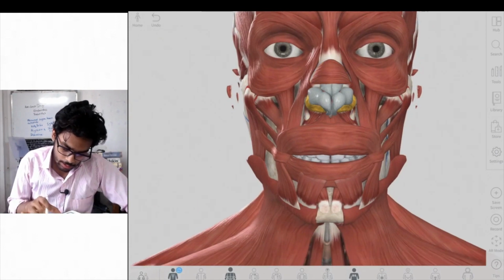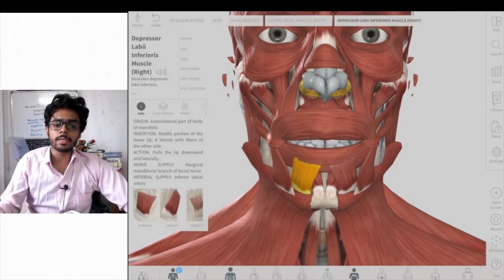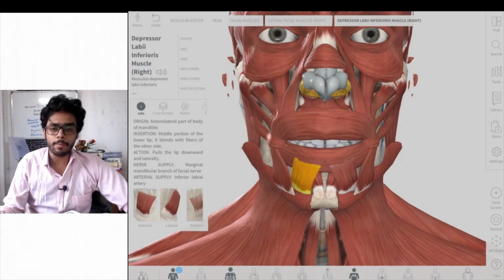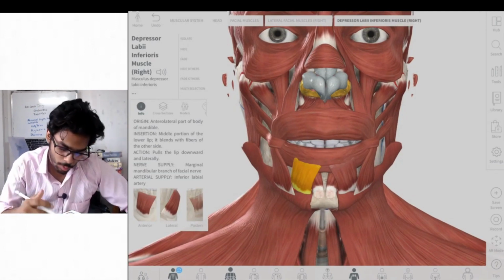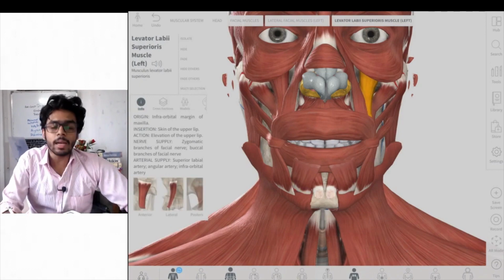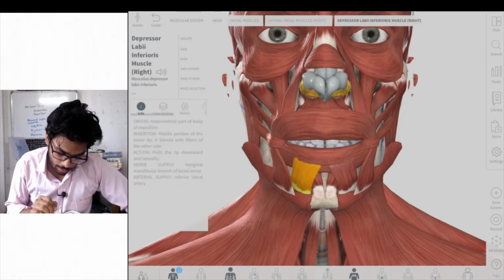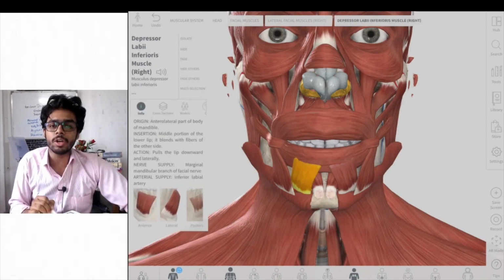Here we have this muscle. Can you see? This muscle is known as the depressor labii muscle. This muscle was the levator labii. Labii means lip. So it helps in elevation of the lip, and here we have this muscle, which helps in depression of the lip.